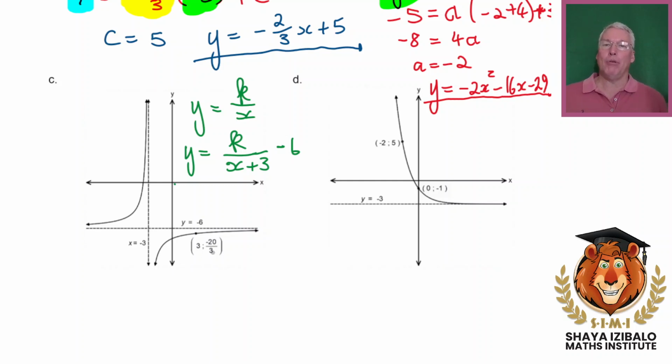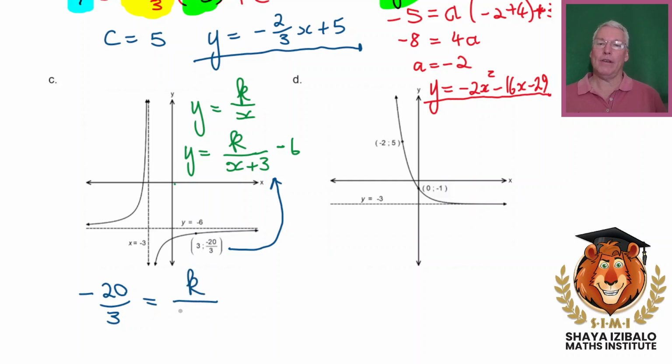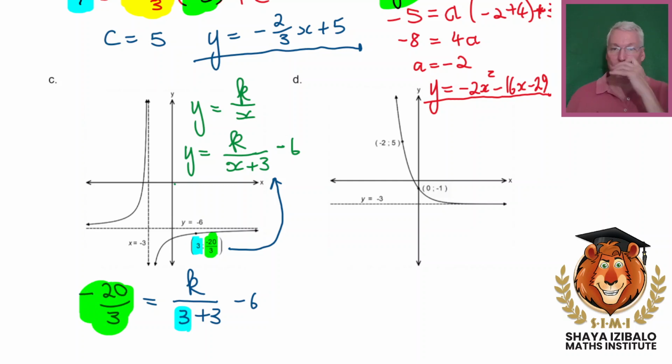So we're going to put this point into this equation, right? And this is what it looks like. Negative 20 over 3 is the y value, and that's going to be k over the x value, 3 plus 3 minus 6. Okay, just to emphasize that, this here is the x value. All right, and this here is the y value. Okay, now we need to solve for k.